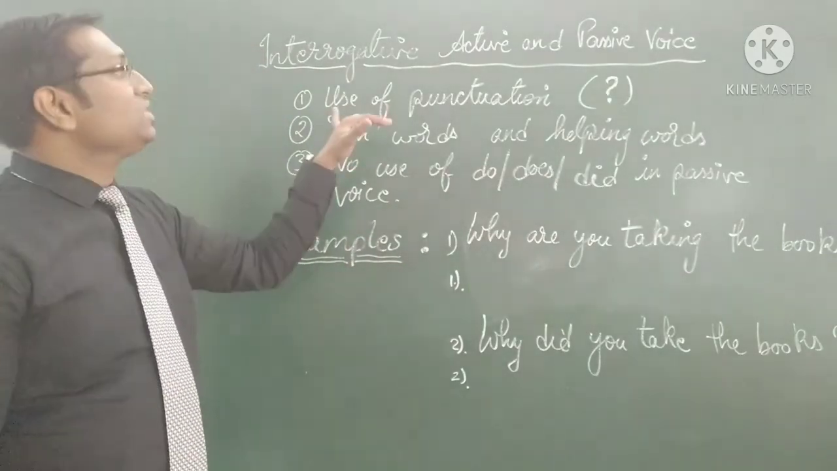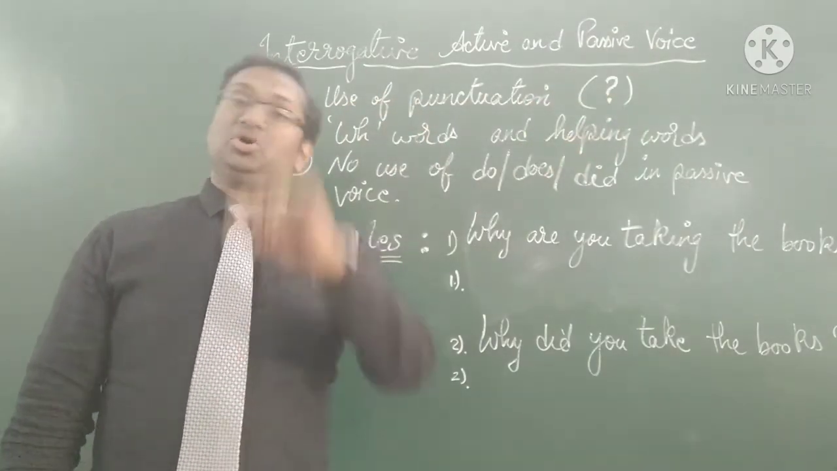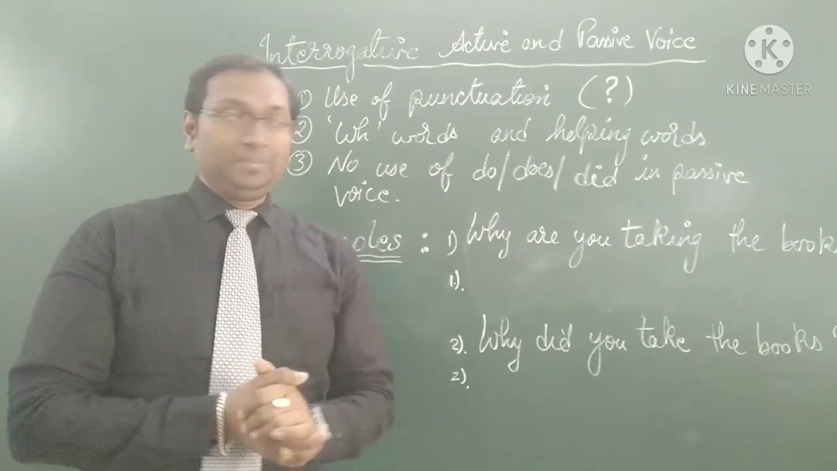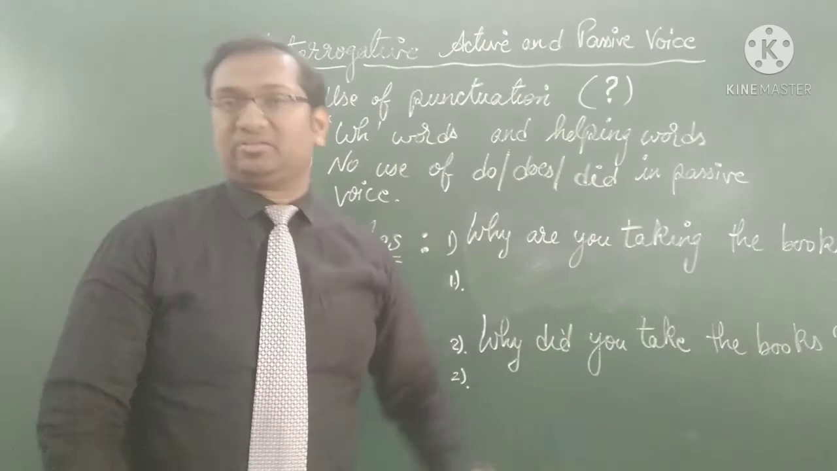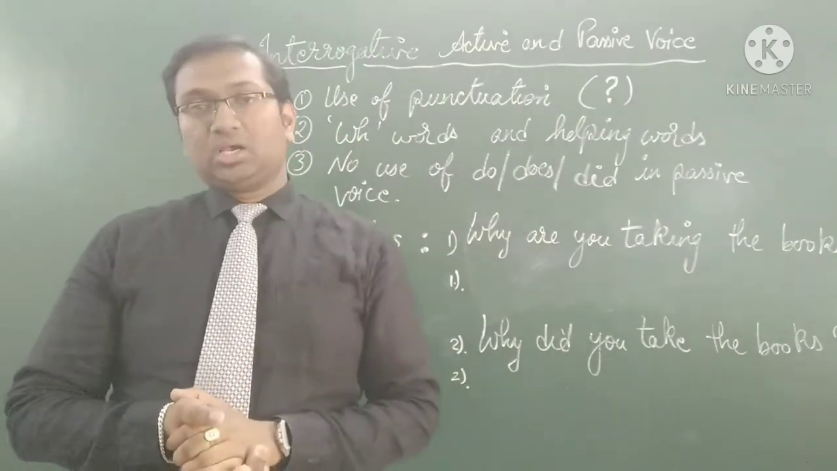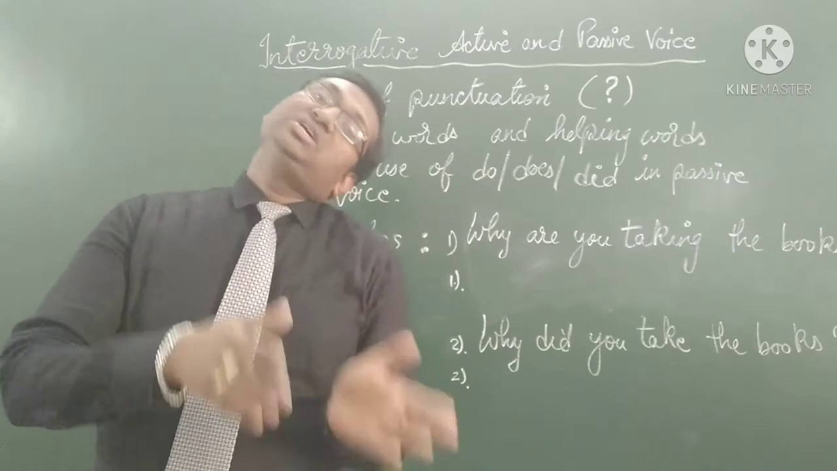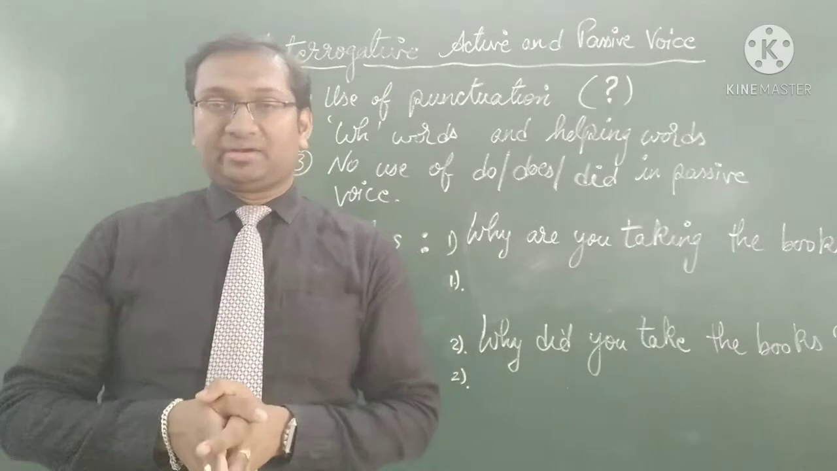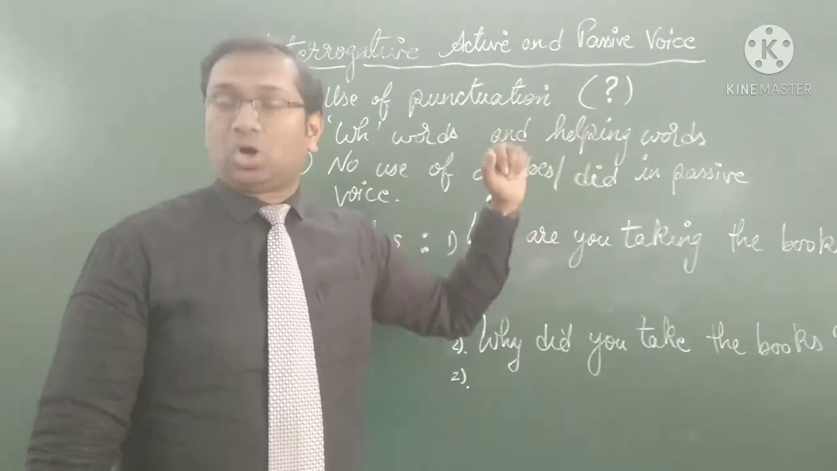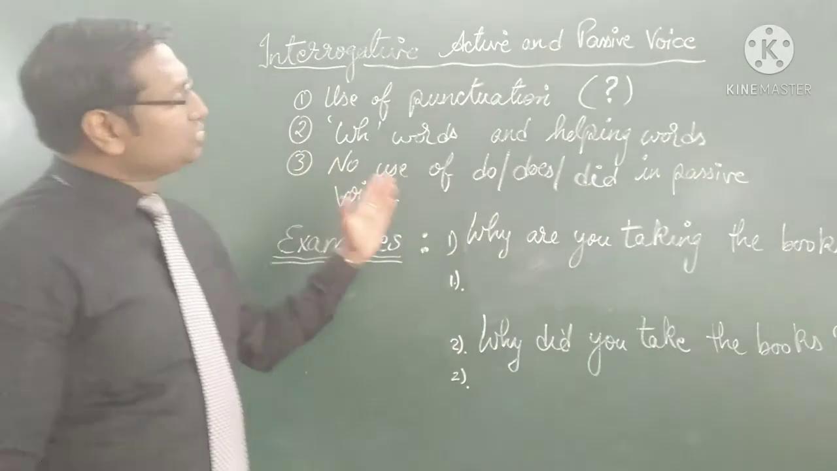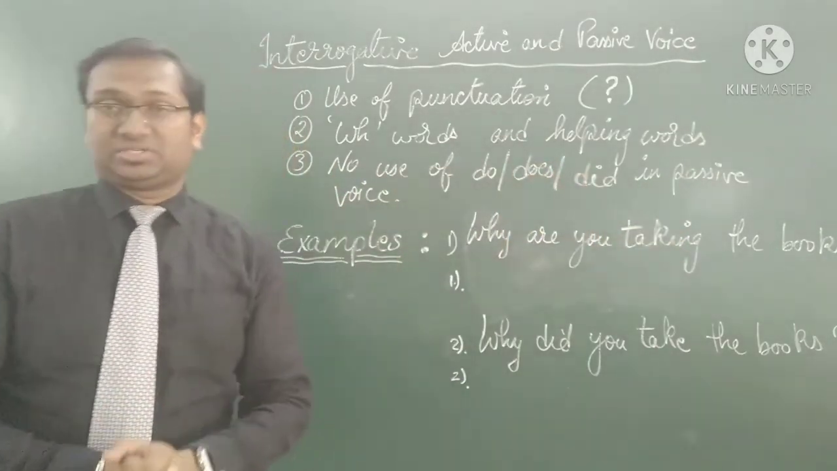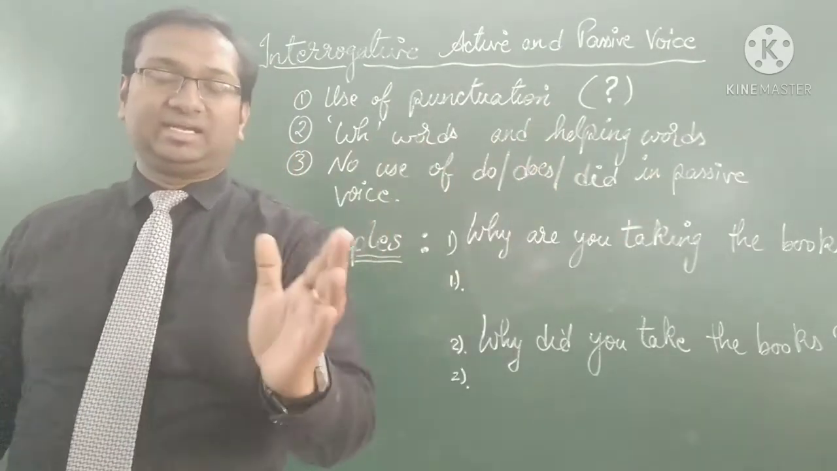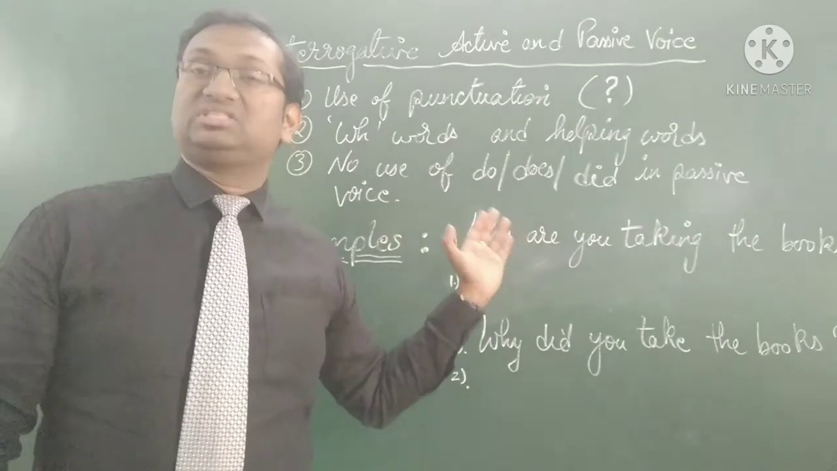Let's see that. First, use of punctuation. So the interrogative punctuation mark, the question mark. So we have to follow this. Okay. Second, verb words and helping words. What is a verb word? Verb words mean the words which start with WH, like what, when, where. And helping verbs also. Then, no use of do, does, did in passive voice. If in an active voice you have these three words, do, does, did, you cannot use these three words in passive voice.